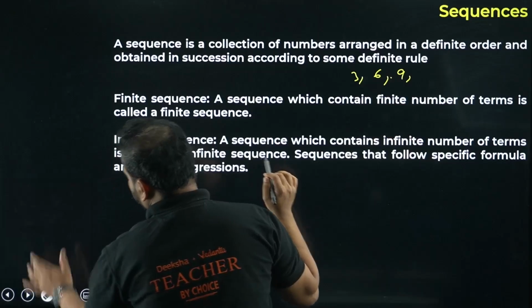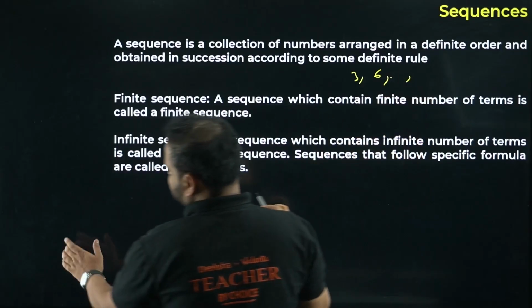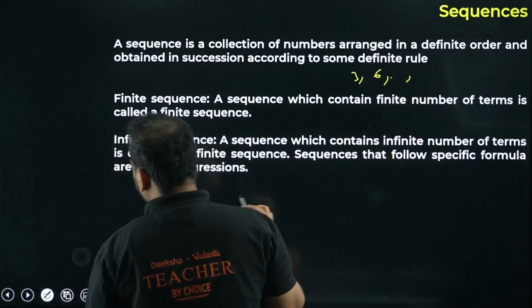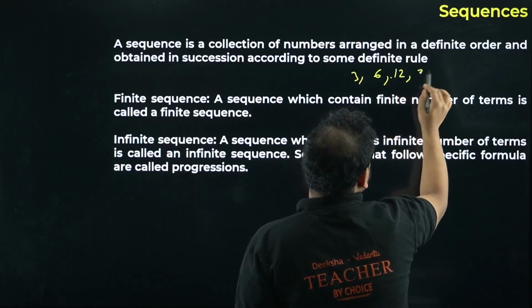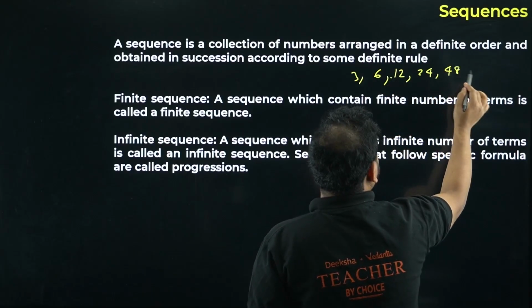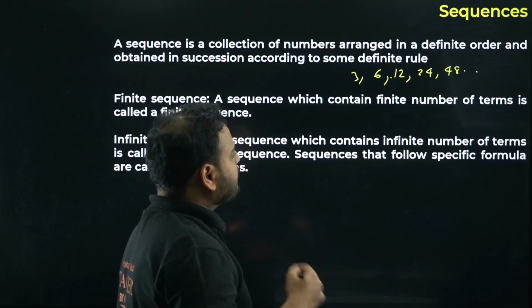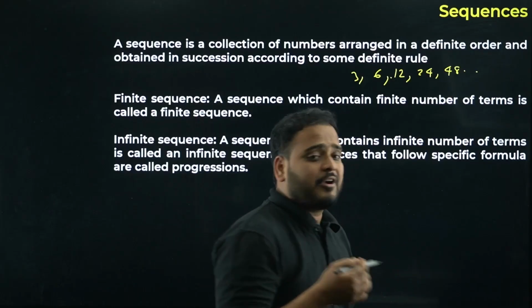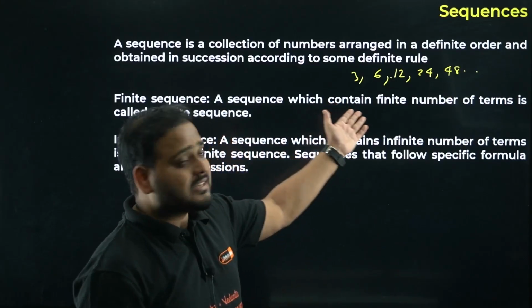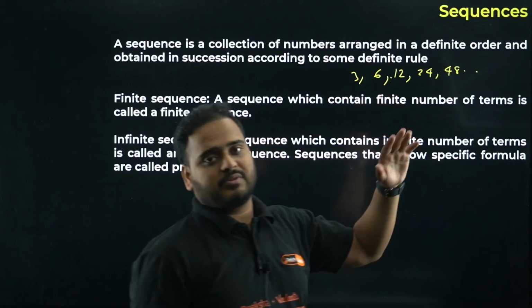This is AP only, right? This is not GP. So 3, 6 is there. Then next we have 12, 24, 48, and so on. 3 to the 6, 6 to the 12, 12 to the 24, 24 to the 48, and so on. We call this type of sequence a geometric sequence or geometric progression.